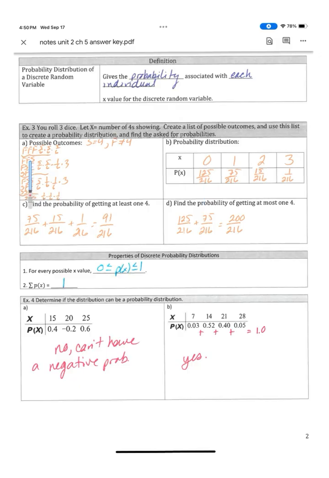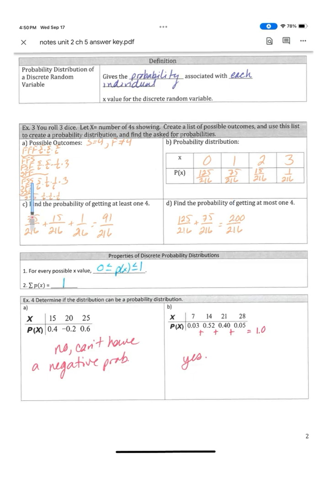Or maybe 1 die shows a 4, but the other 2 do not. So that would be 5 out of 6 for failure, 5 out of 6 for failure, 1 out of 6 for success, but there's 3 ways it could happen. It could be the 3rd die was the success. It could be the 2nd die was the success. It could be the 1st die was the success. So I multiply that times 3 because there's 3 different ways it could happen. So the probability of getting 1 4 is 75 out of 216.